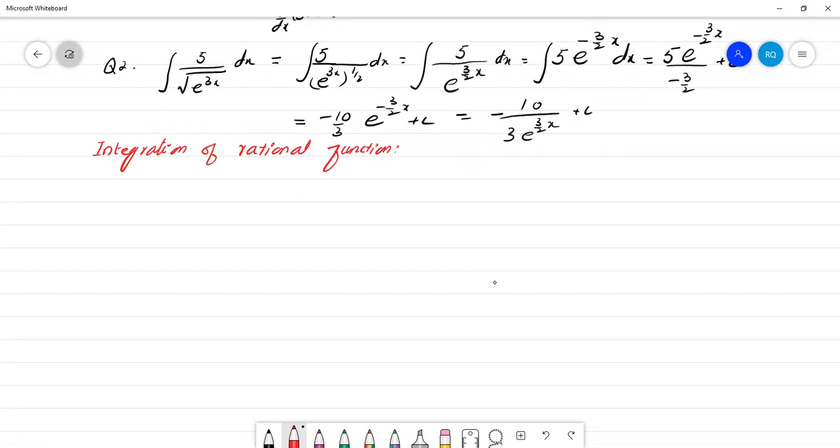Integration of rational functions. So students, I will give three different examples. You have to apply rational functions integration. The first one is the first formula.